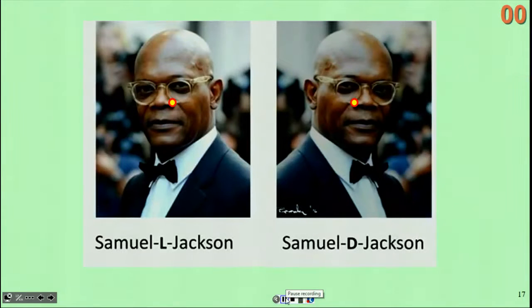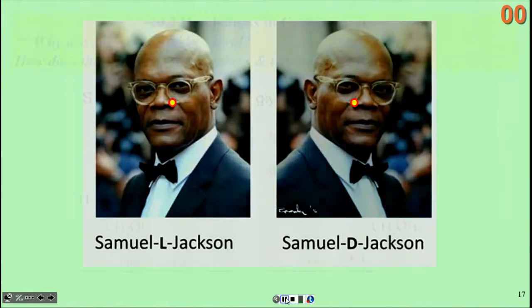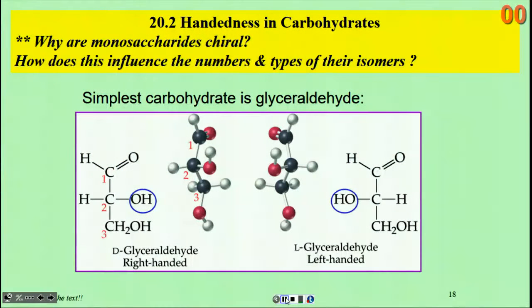So if you've seen my recordings for chapter 18 about proteins, you might recall this diagram, this picture of a famous movie star, and talk about how there are right-handed and left-handed versions of molecules, probably not in the case of people, but his name suggested a pretty good play on this whole concept. So in carbohydrates, what is it about them that makes them chiral, and how does that have an effect on how many and types of isomers they have?